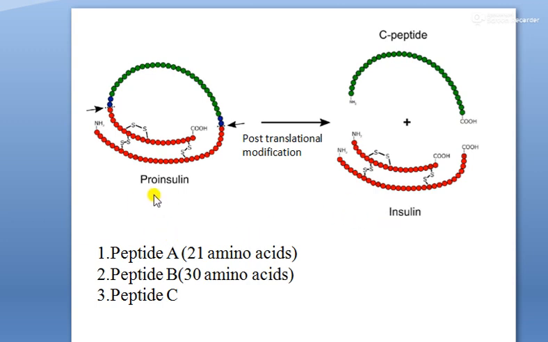Proinsulin contains 3 peptide chains: peptide A, which contains almost 21 amino acids, peptide B, which contains 30 amino acids, and the peptide C chain, which acts like a connector between the peptide A and peptide B chains. In case of insulin, the active form, it contains the peptide A chain and peptide B chain. In between the peptide A and peptide B chains, there is the presence of disulfide bonds.